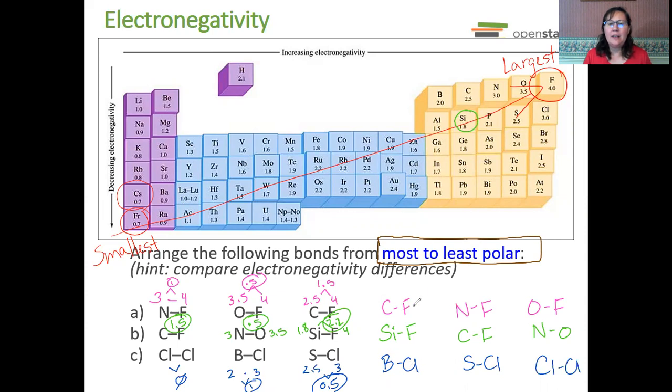So in this one, let's take a look only at these here.